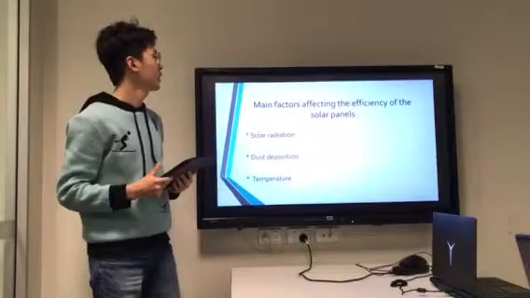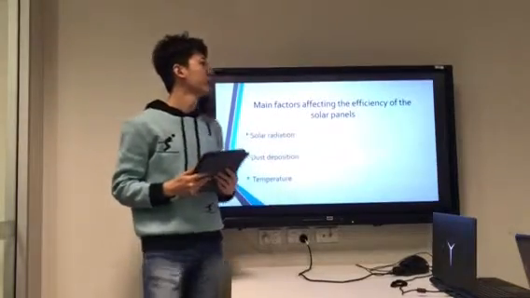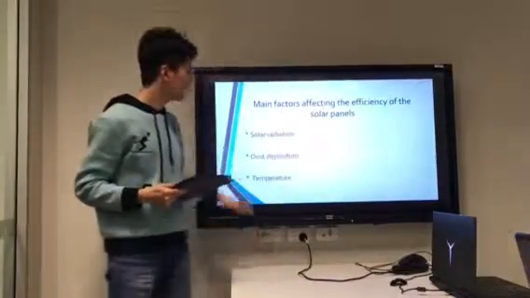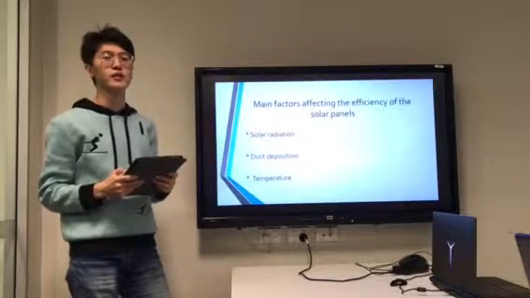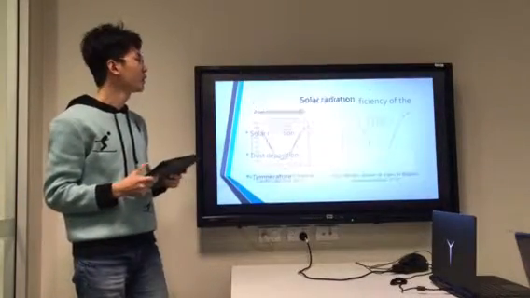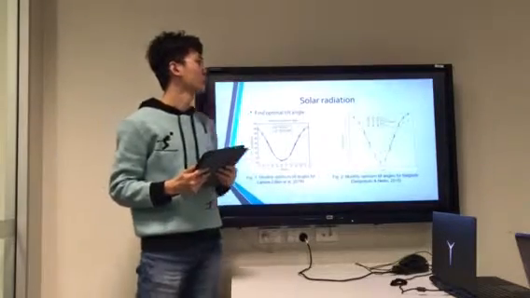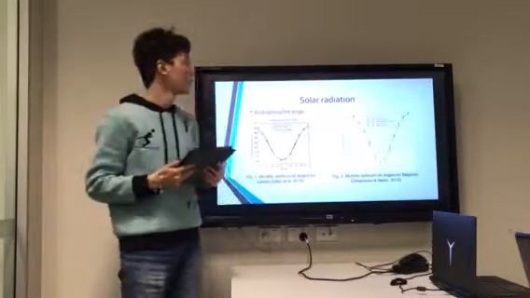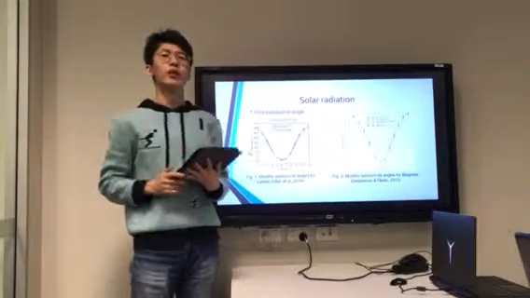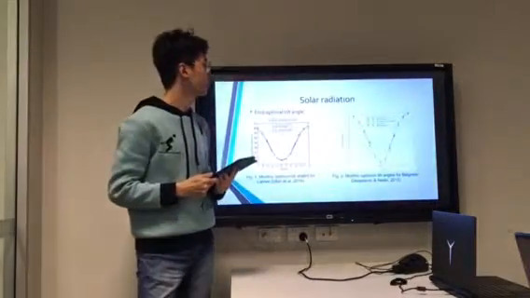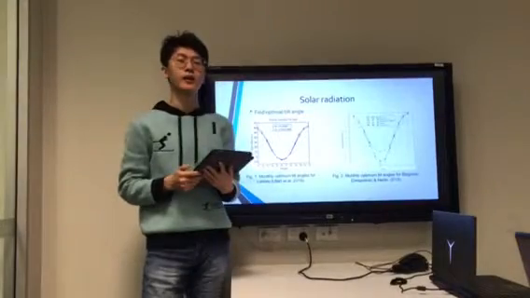However, there are several factors affecting solar panels. The first one is solar radiation, the second one is dust, and the third is temperature. Now we are going to talk about solar radiation. As we all know, nowadays most solar panels are placed horizontally.